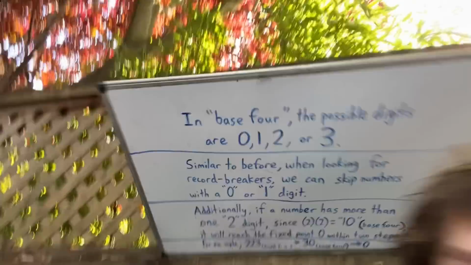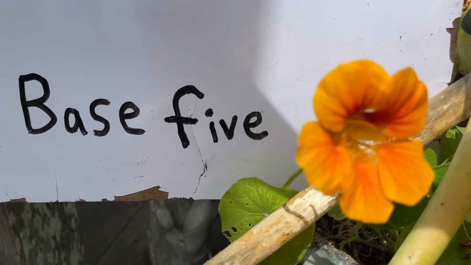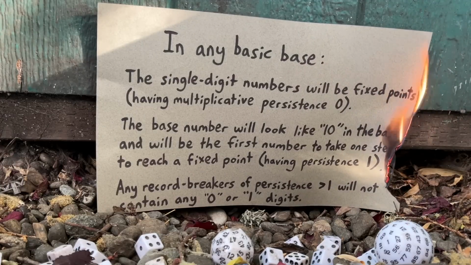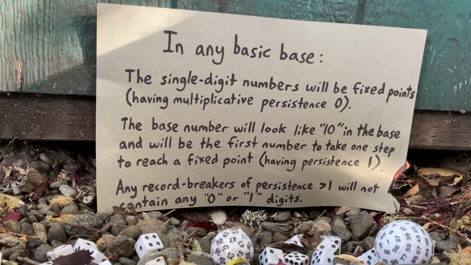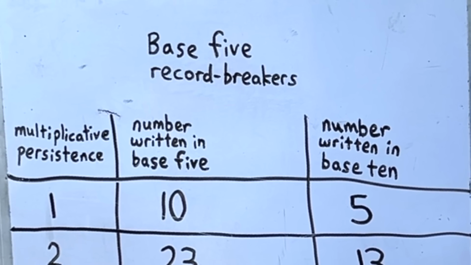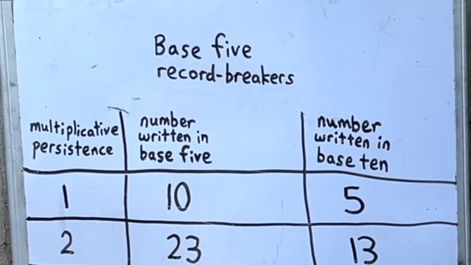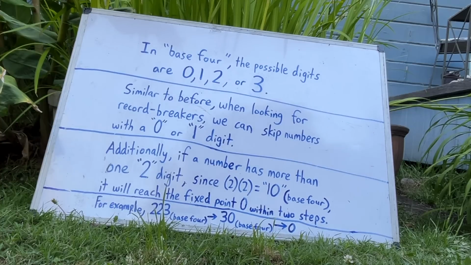Now, beyond base 4, things get a bit more complicated. In base 5, we can notice some of the same patterns as before, like single-digit numbers are the fixed points, record breakers of persistence more than 1 won't contain the digits 0 or 1, and the first 2 record breakers are simply the first multi-digit number and the first number with a multi-digit product, and those are patterns that'll continue with further bases.